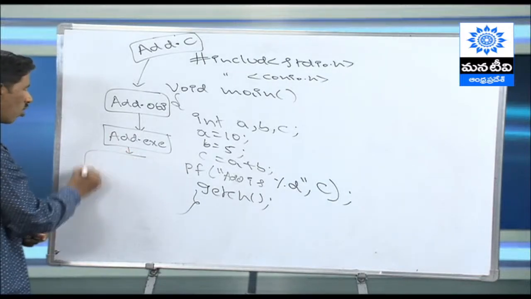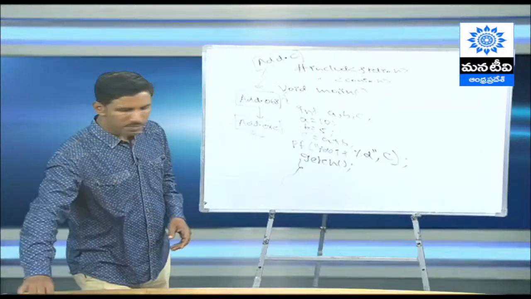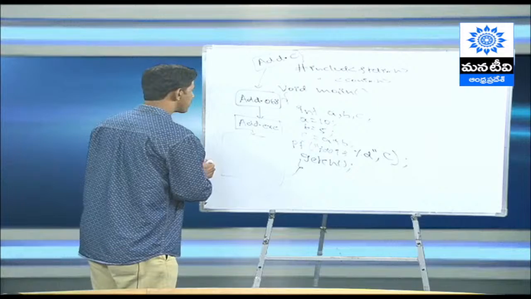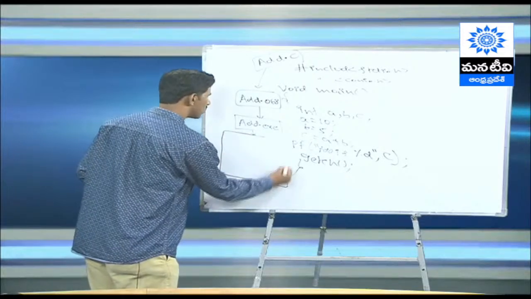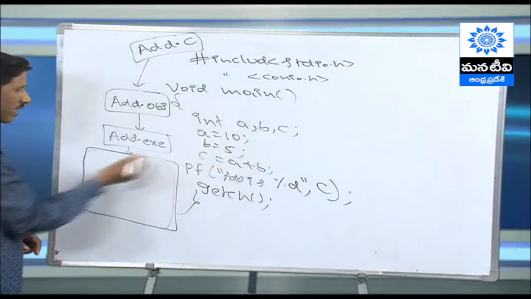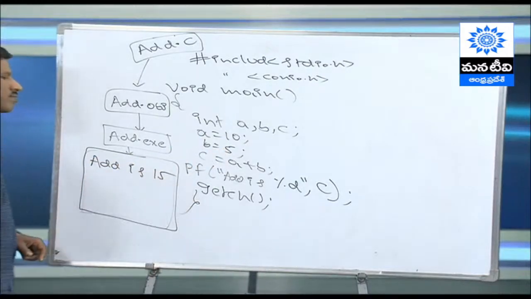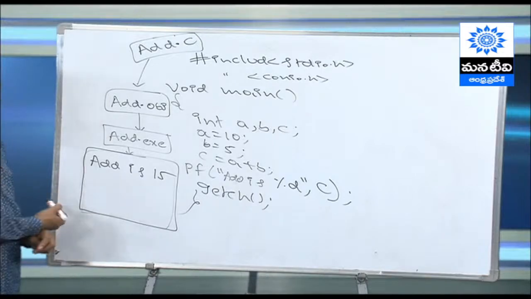This is my output screen. It is a C monitor output screen. Suppose it's my C language output screen. This is my screen of the output. In that output screen, what is the answer coming? 10 and 5. What is the answer coming? Addition is 15. Addition is 15. This is my answer.